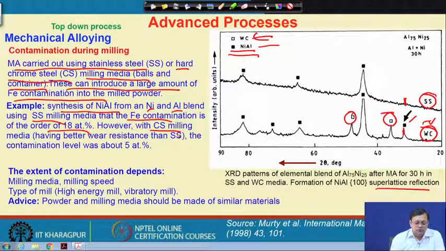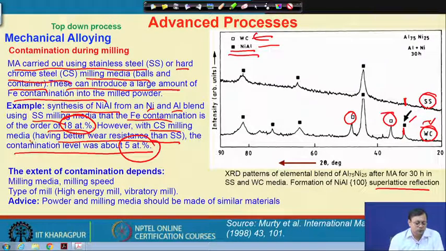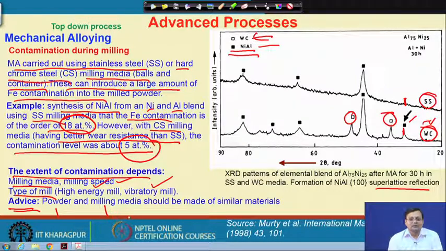However, using hardened steel or chrome steel milling media, having better wear resistance than the stainless steel, the contamination level is 5% only. So, we can simply bring down the contamination level from 18 to 5%. The extent of the contamination depends on the milling media, milling speed, and the type of mill, whether it is a high energy mill or a vibratory mill. The advice here is that the powder and milling media should be the same material, but this is impossible.